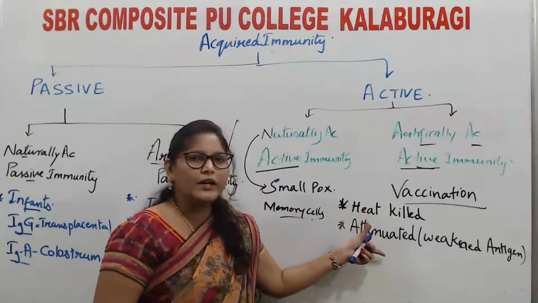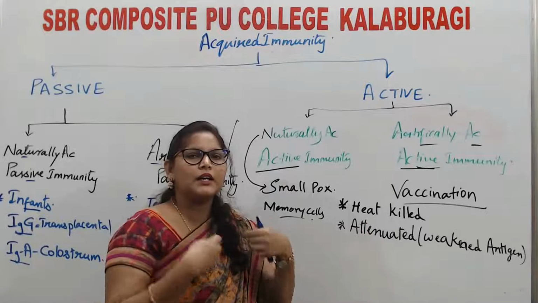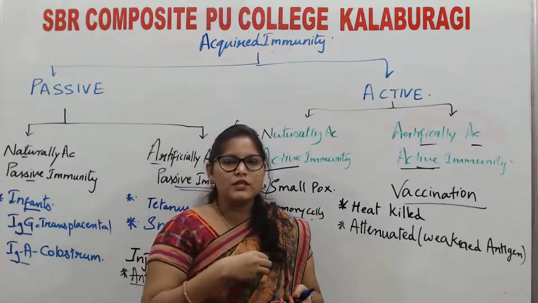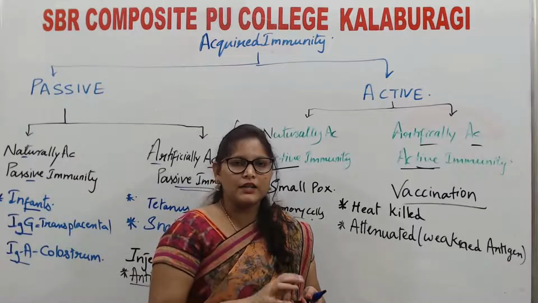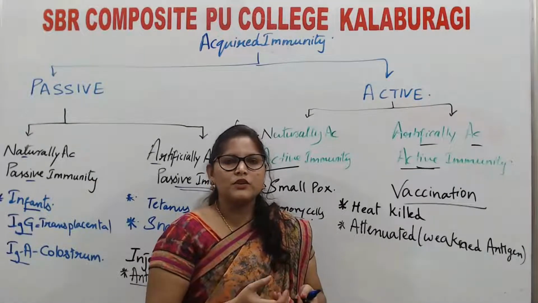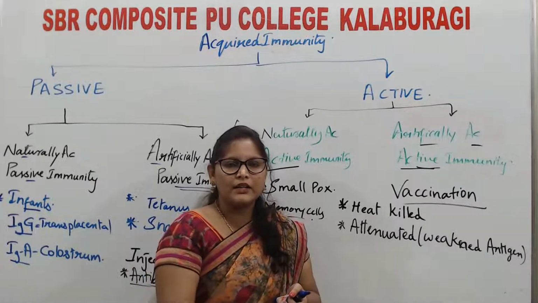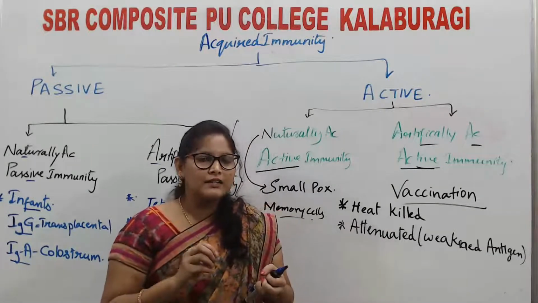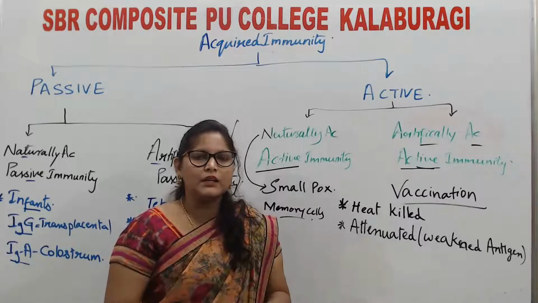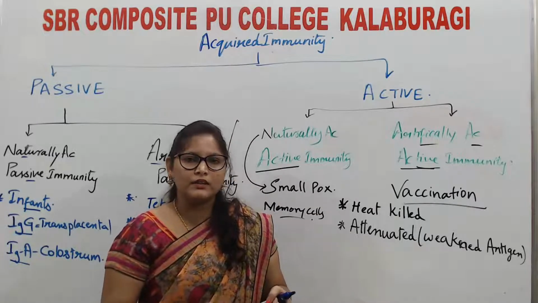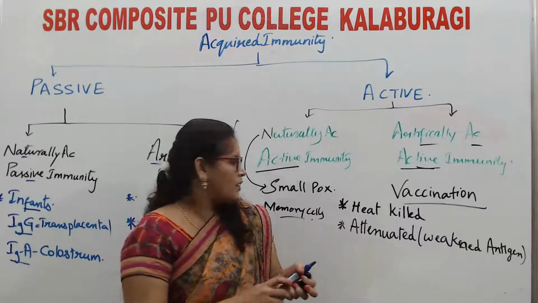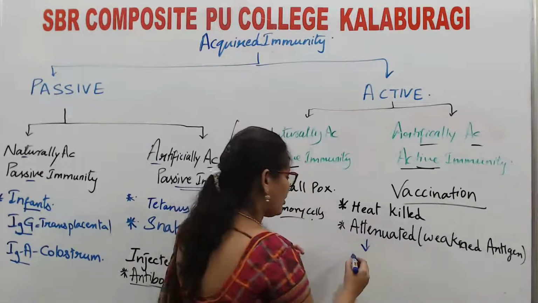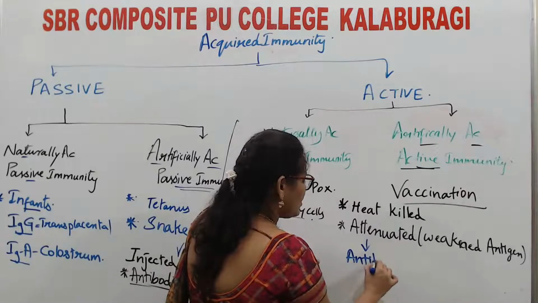When these attenuated antigens are deliberately introduced into our body, what happens? Our immune system will recognize those antigens. What will our immune system do whenever it comes across an antigen? Will it keep quiet? The B lymphocytes will recognize that antigen and immediately produce antibodies. Is that clear? Then, what happens when they are introduced into our body and antibodies are formed?